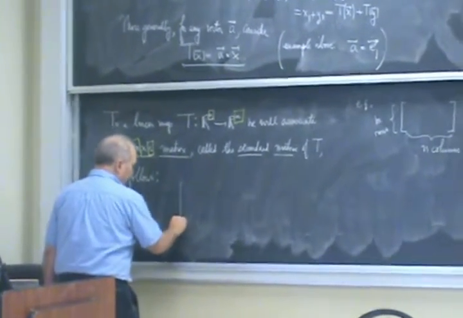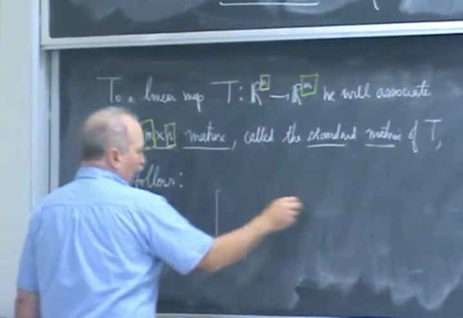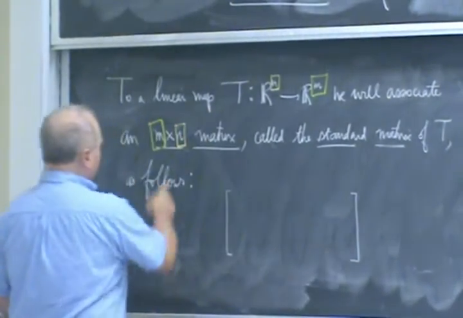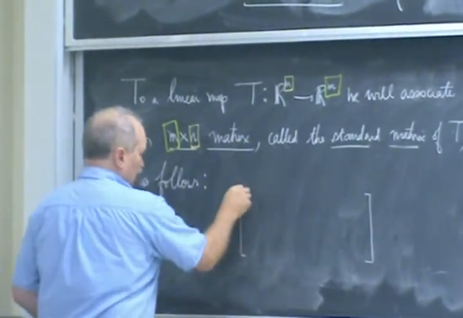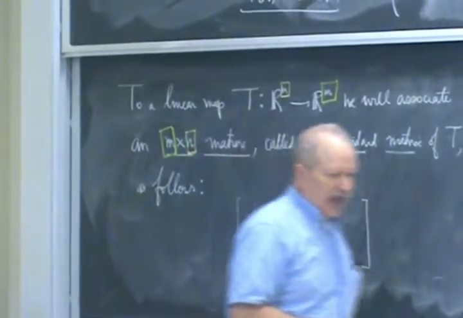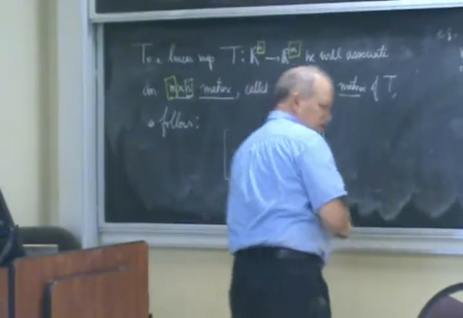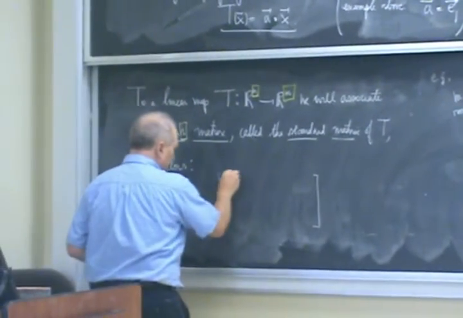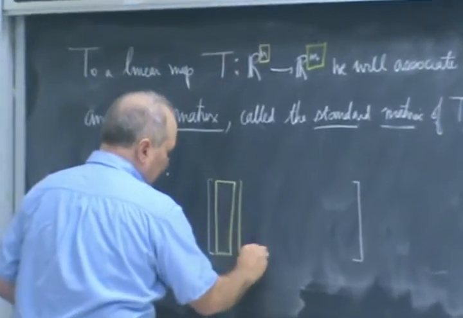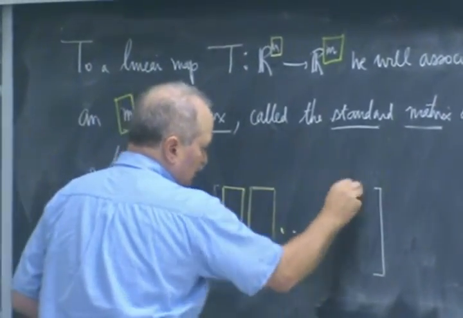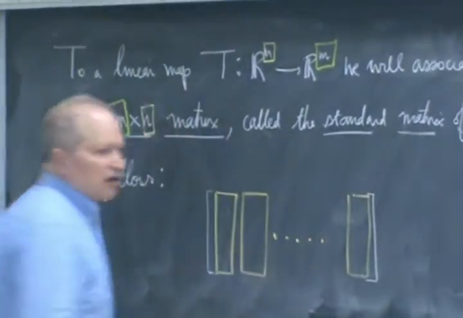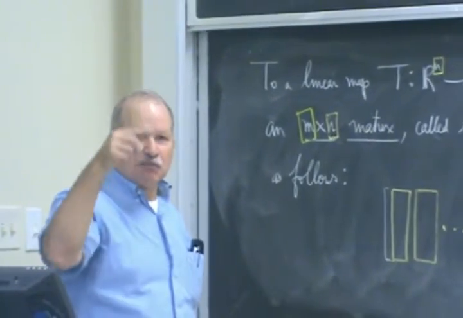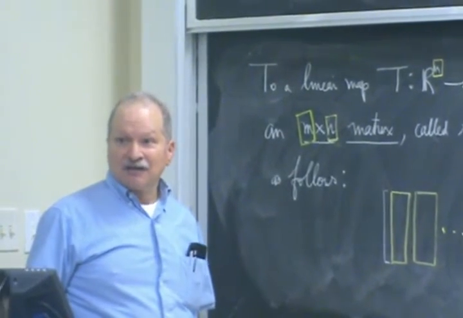So you're supposed to have how many columns here? I'm supposed to have n columns. Well, n, that's the domain. So I'm going to have 1 column for each dimension I have in Rn.